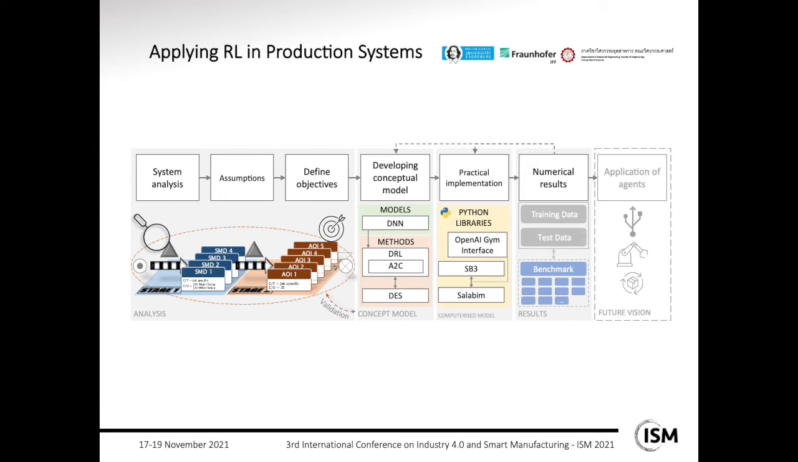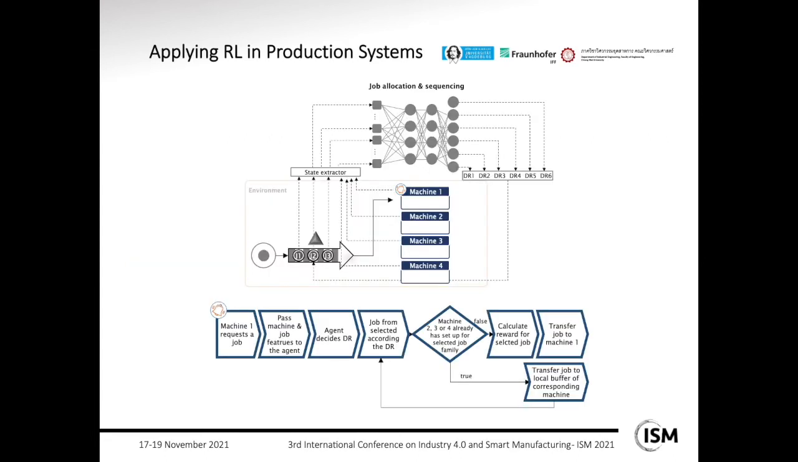We will show you some numerical results. So we perform some experiments with the training data that we have, and in future publications we will also apply this to our test data and then compare the performance to certain benchmarks like heuristics or meta-heuristics, to then, in the future vision, apply these agents back in the physical system.